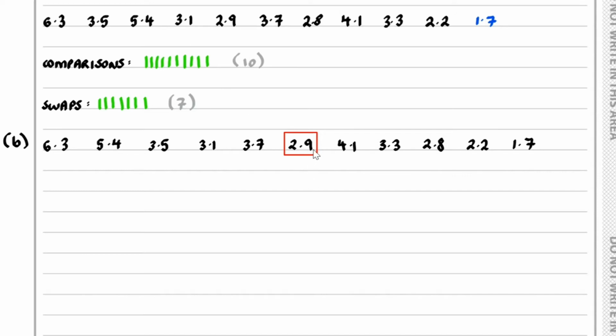And everything larger than the 2.9 will go to the left of this pivot. Everything smaller will go to the right of this pivot. We need to make sure we write down the numbers in the order they appear though. We compare the 6.3 with the 2.9. 6.3 is larger, so it stays here.